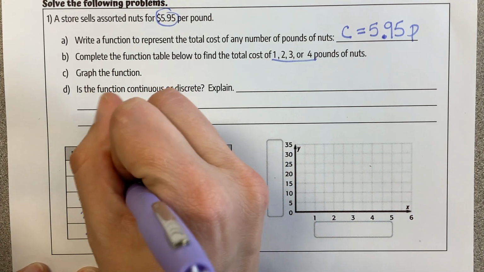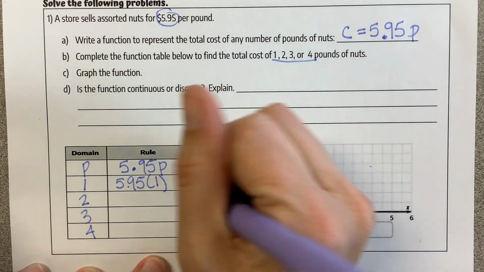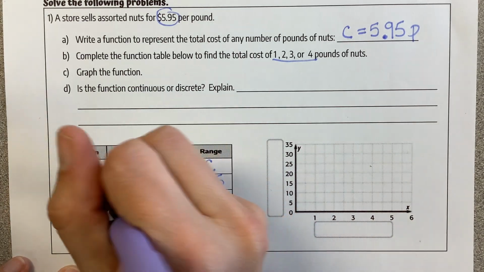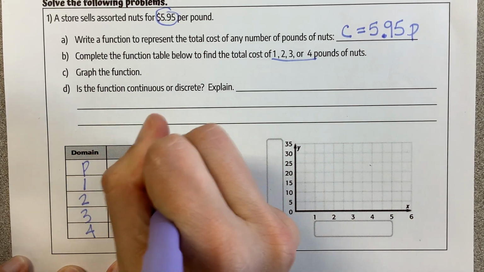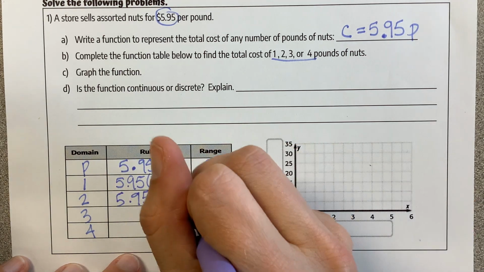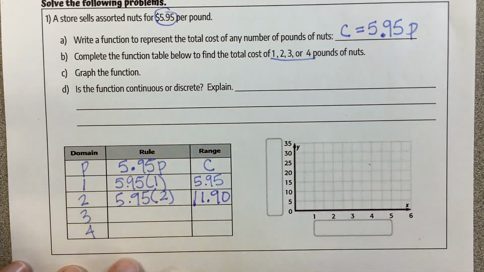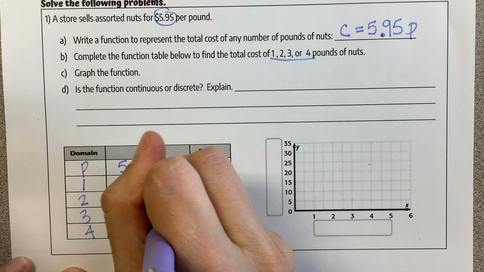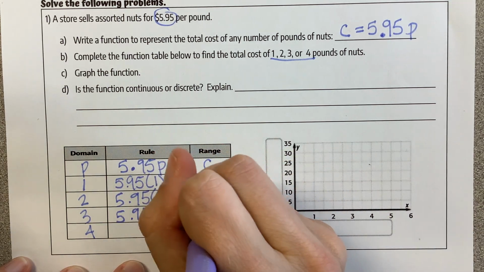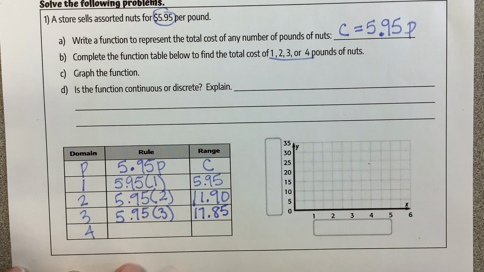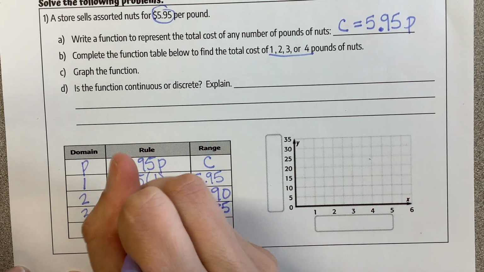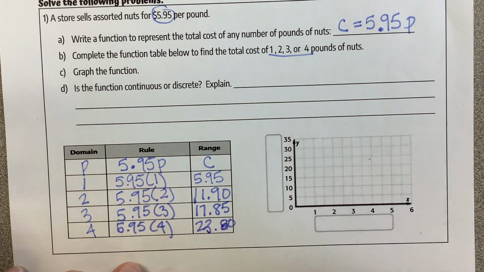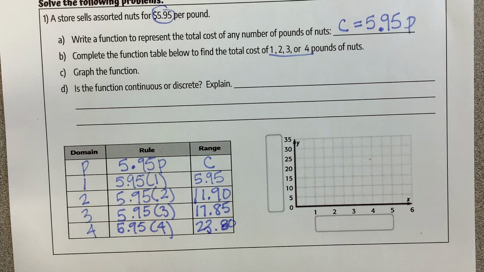So here we're doing $5.95 times 1, which is $5.95. Here we're doing $5.95 times 2, which is $11.90. For 3, we're plugging in $5.95 times 3, which is $17.85. And for 4, we're plugging in $5.95 times 4, which is $23.80. So let's go ahead and graph this.